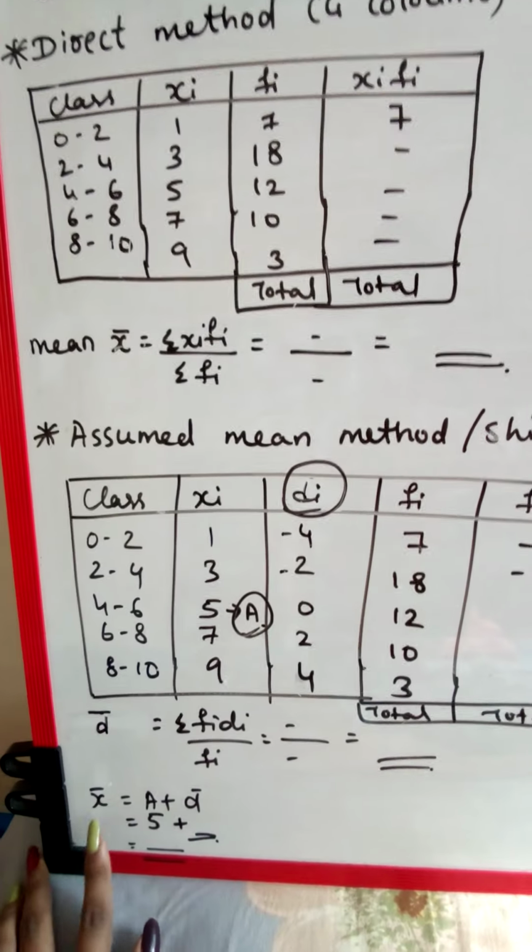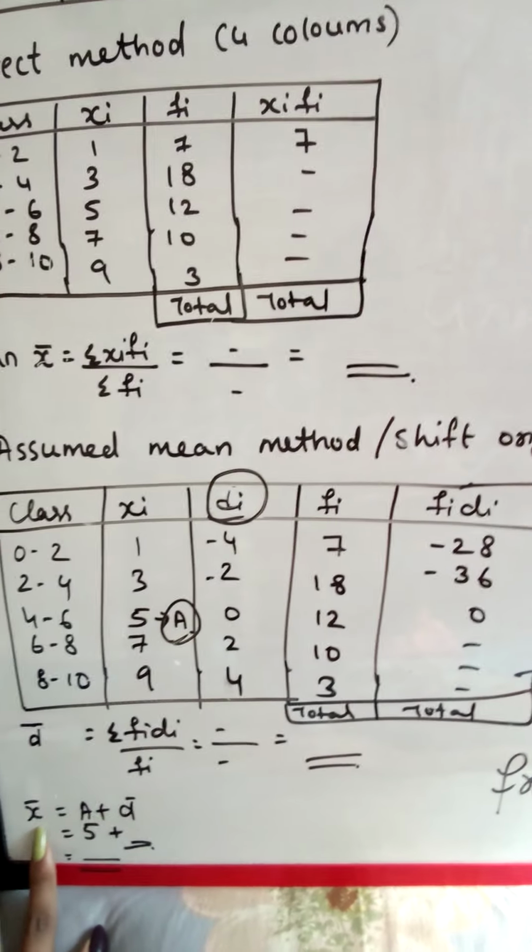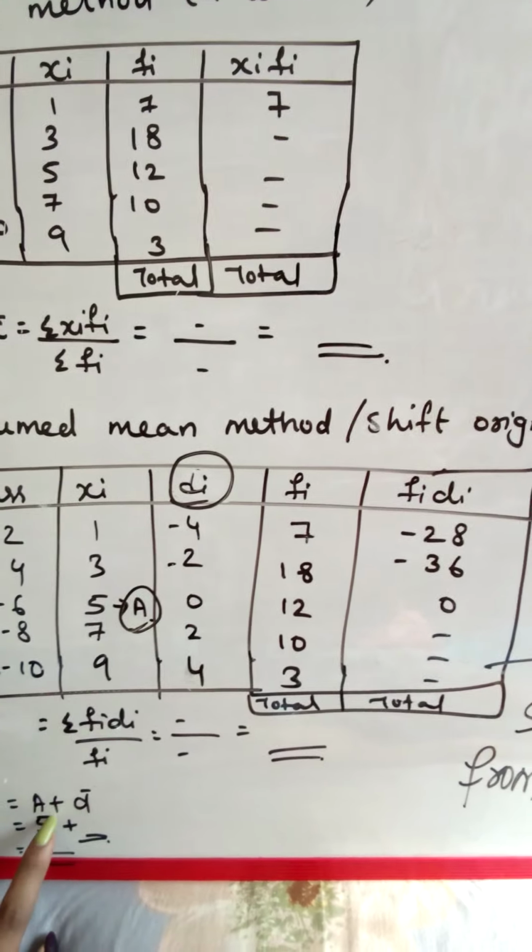7 4s are 28, 18 2s are 36, 12 zeros are 0. In this way, total this. Then deviation bar is equal to the formula fi di upon fi. You have to divide these two and you will get your answer. After getting your answer, you have to find x bar. Okay, what is x bar, student? A plus d bar.